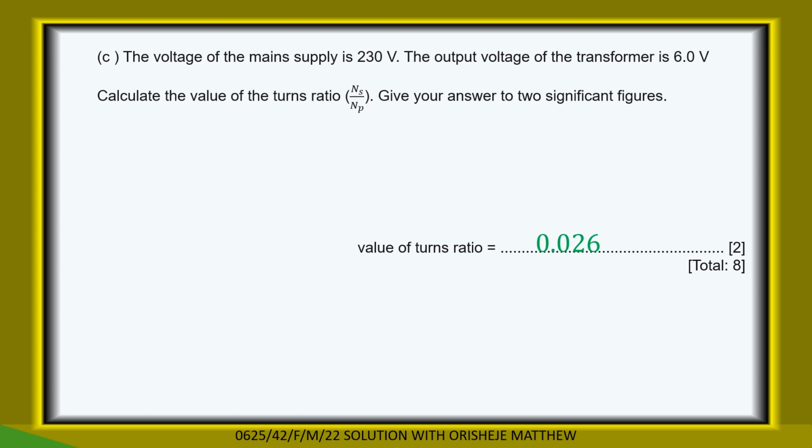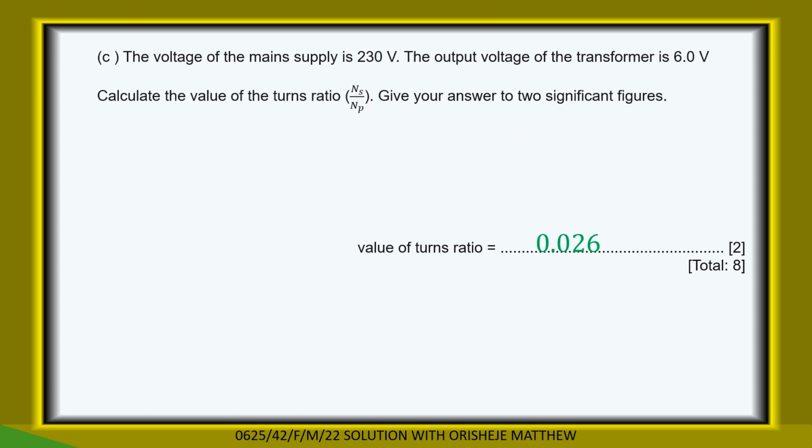The voltage of the mains is 230 volts. The output voltage of the transformer is 6 volts. So you see the voltage has been stepped down from 230 to 6 volts. Calculate the value of the turn ratio, that is, the number of secondary turns to the number of primary turns. Give your answer to two significant figures.